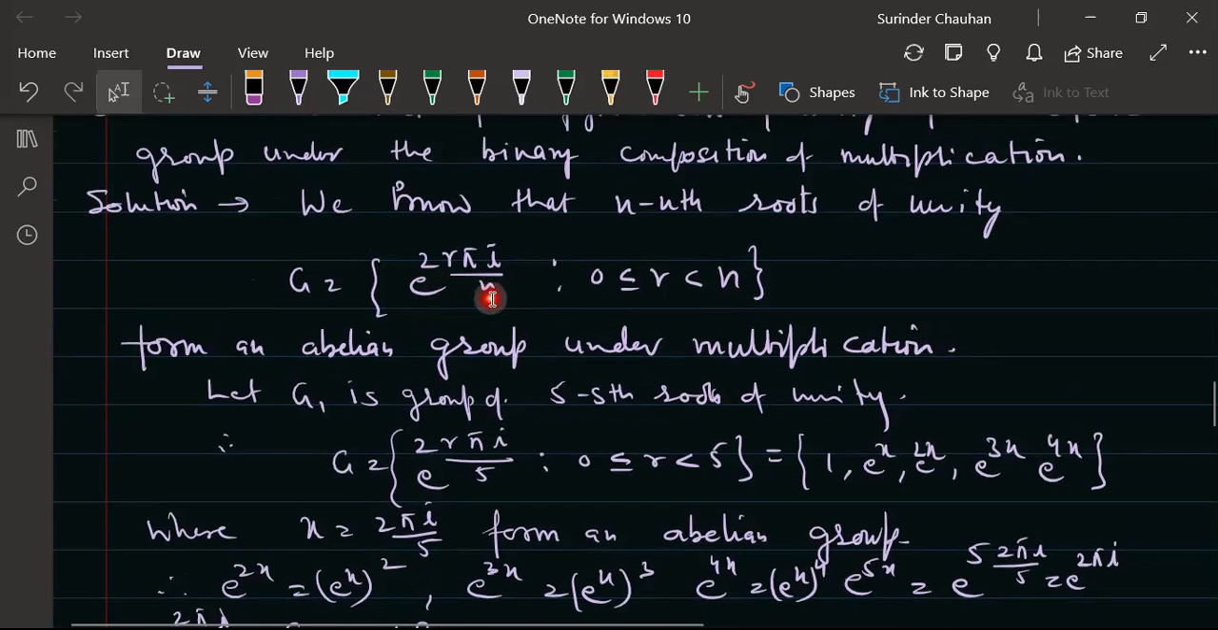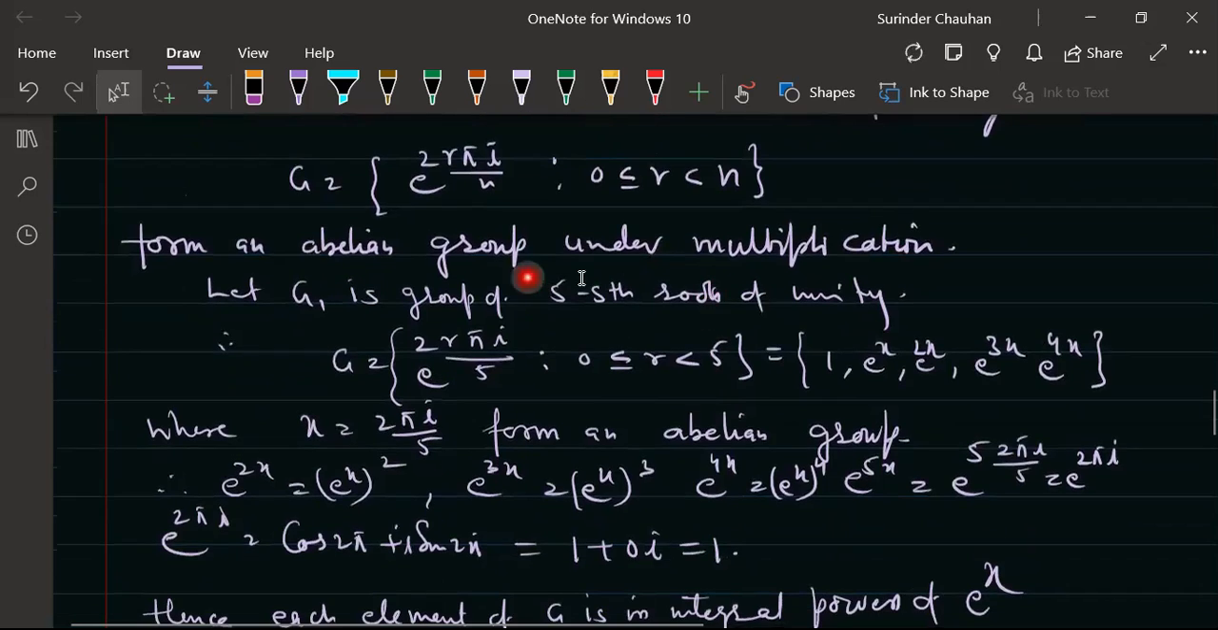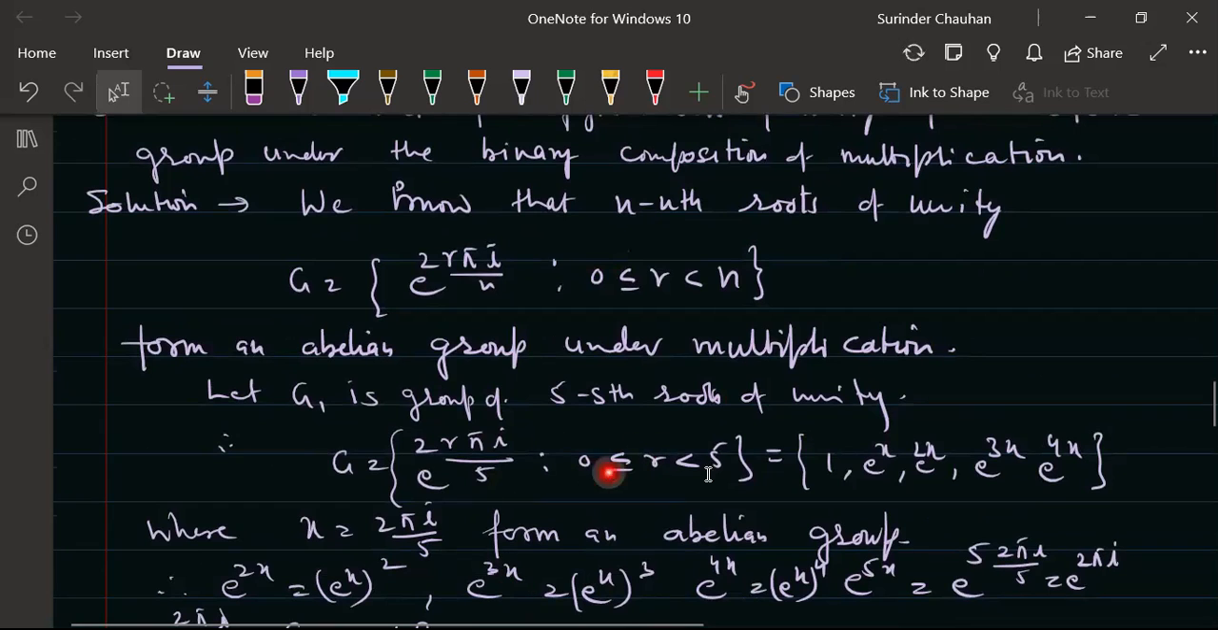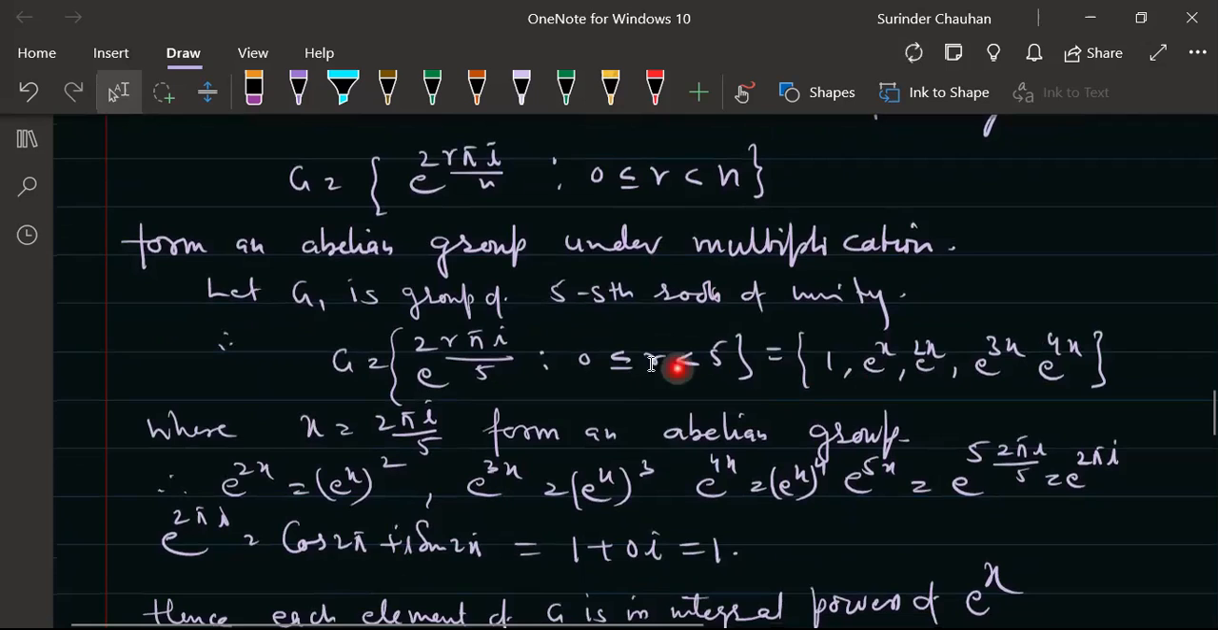Here n is 5 and r goes from 0 to 4, so 0 less than or equal to r less than 5. When you set r equal to 0, 1, 2, 3, 4, we get this set. G consists of these, the 5th roots of unity. Suppose x is equal to 2 pi i upon 5; then the roots take this form: e to the power x, e to the power 2x, e to the power 3x, e to the power 4x, and e to the power 5x is equal to 1.